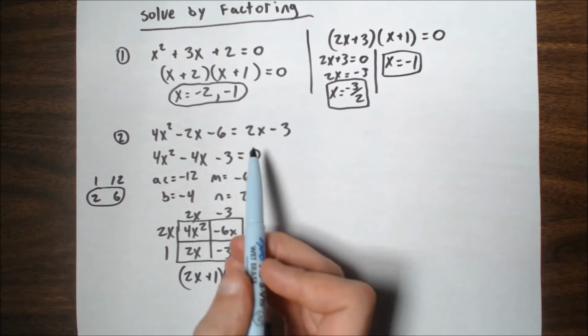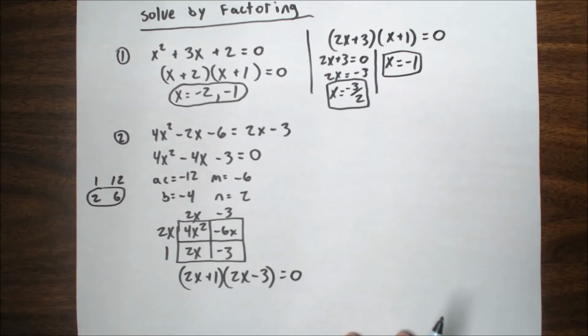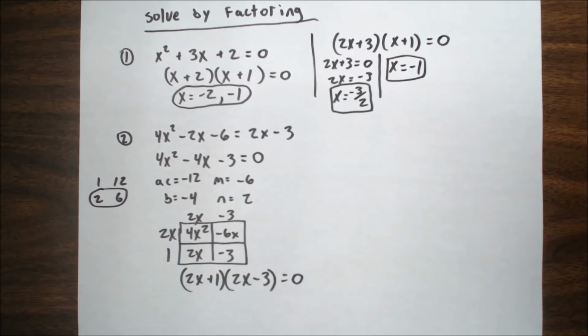equals 0. Remember that it's still an equation. It's still equal to 0. When we were doing factoring before, we were just factoring expressions. There was no equal sign anywhere. Because this is an equation, you have to rewrite that equals 0 each time.